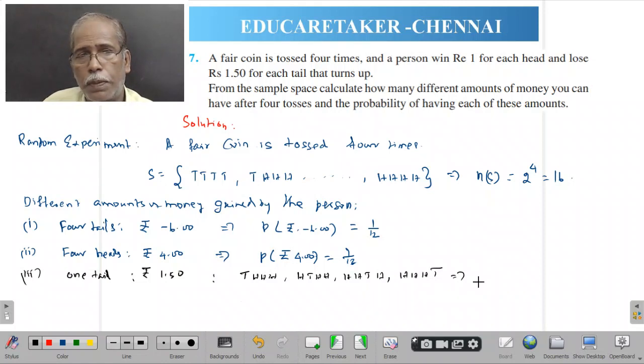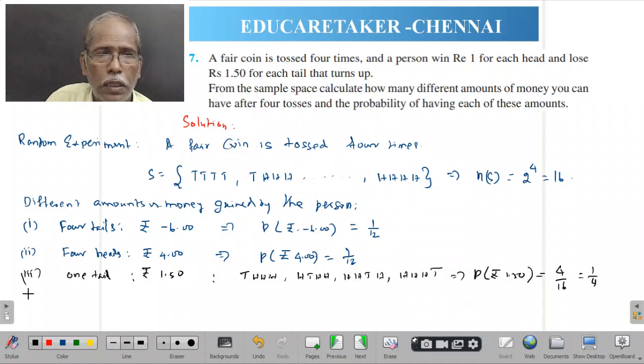So what is the corresponding probability to get the amount 1.5 rupees? Probability of getting the amount 1.50 rupees: 1, 2, 3, 4 points, 4 out of 16, which equals 1 by 4. Similarly, one head or 3 tails.